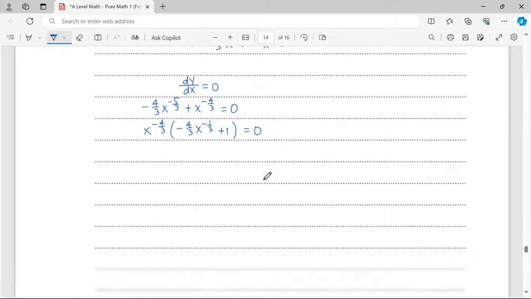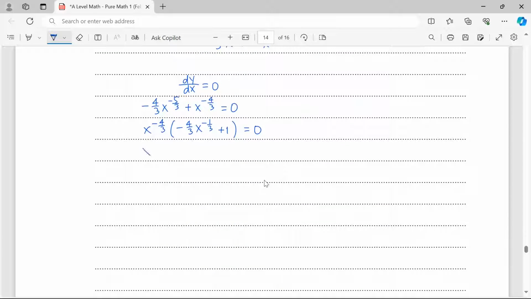So from this factorization, we know that x to the power of negative 4 over 3 is equal to 0, or the second factor is equal to 0. Negative 4 over 3 x to the power of negative 1/3 plus 1 is equal to 0. From the first one, we get x must be equal to 0. For the second one, we know that 4 over 3 x to the power of negative 1 over 3 is equal to 1.